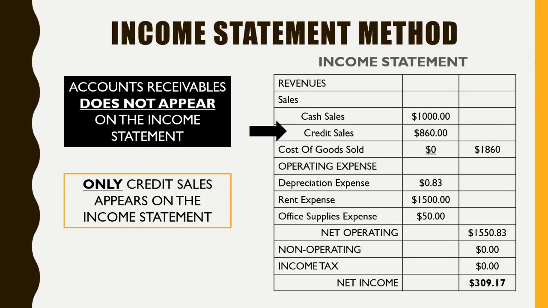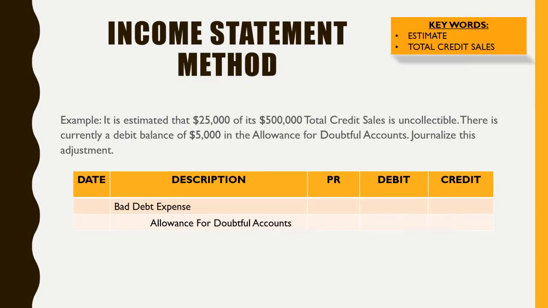The income statement is going to show you your total sales. In this case, it gives me my cash sales and my total credit sales. Nowhere on the income statement will you see allowance for doubtful accounts or accounts receivable. It does not appear, okay? So you need to determine this: since the allowance for doubtful accounts and the accounts receivable do not appear, and you're looking at total credit sales, that's how you know you're going to be using the income statement method.